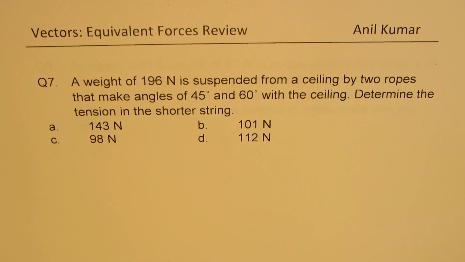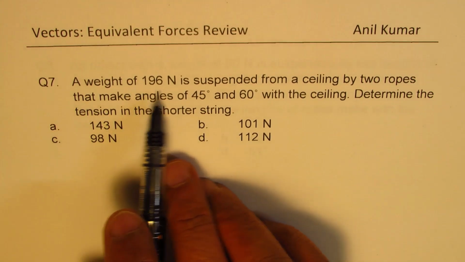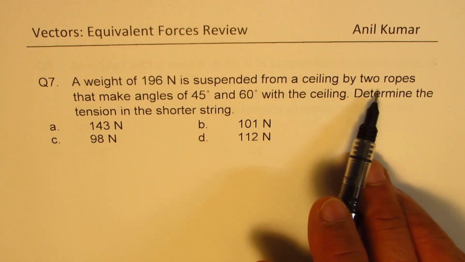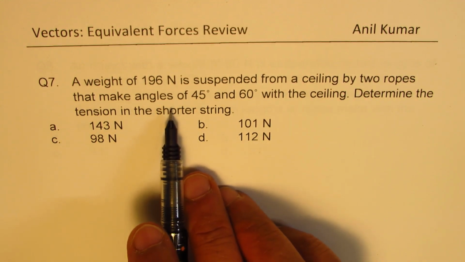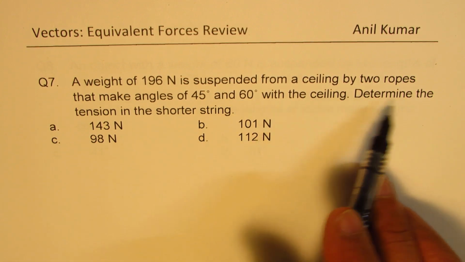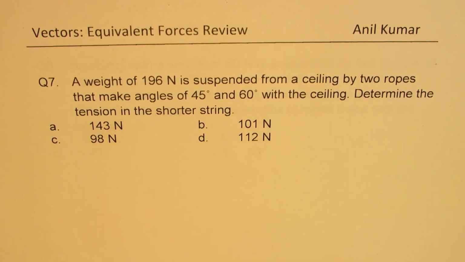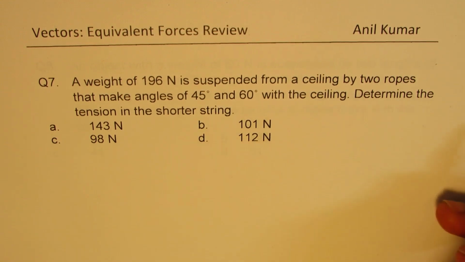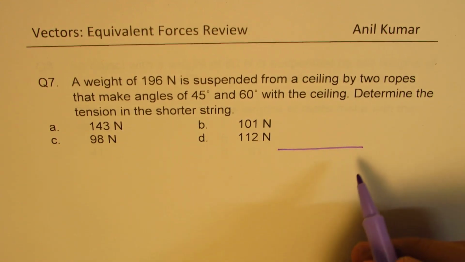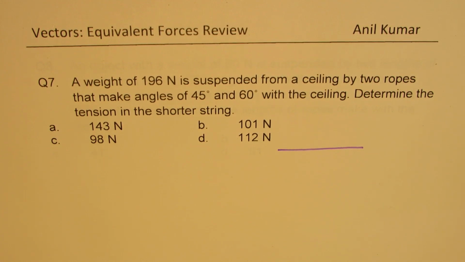Question number 7. A weight of 196 Newton is suspended from a ceiling by 2 ropes that make an angle of 45 degrees and 60 degrees with the ceiling. Determine the tension in the shorter string. Okay, so let's try to make the diagram. Now for these questions, diagrams are a must.